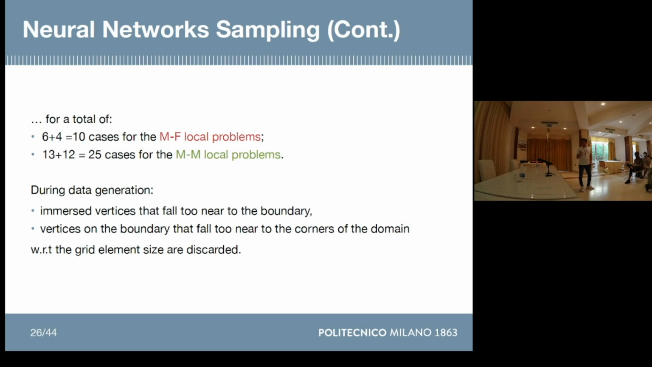During data generation, some samples have been discarded, namely the ones that have immersed vertices that fall too near to the boundary, or vertices on the boundary that fall too near to the corners of the domain. These are discarded because the local grid refinement in these cases is too heavy, and I would have a local problem with a local grid with too many elements.